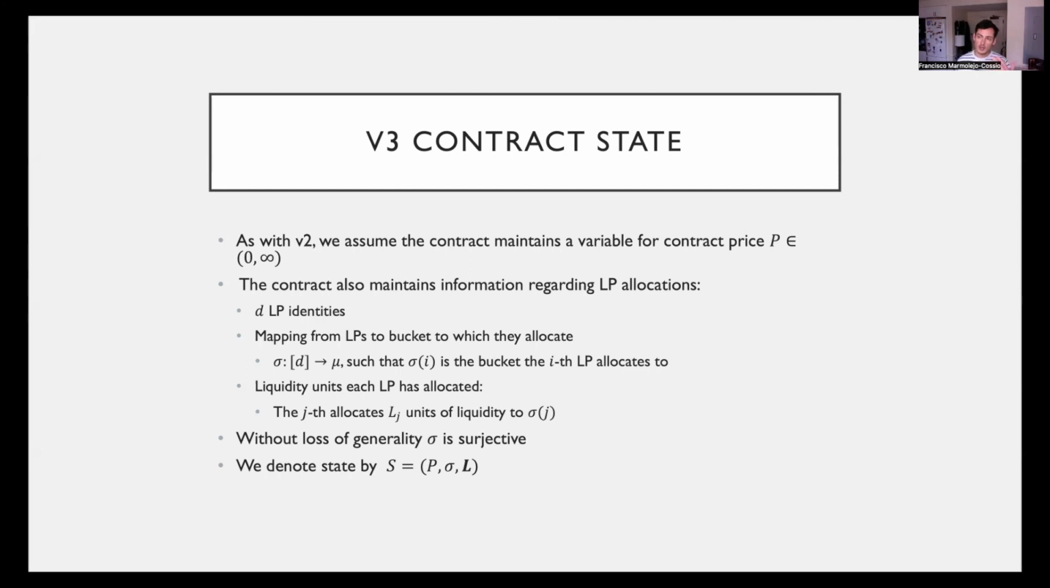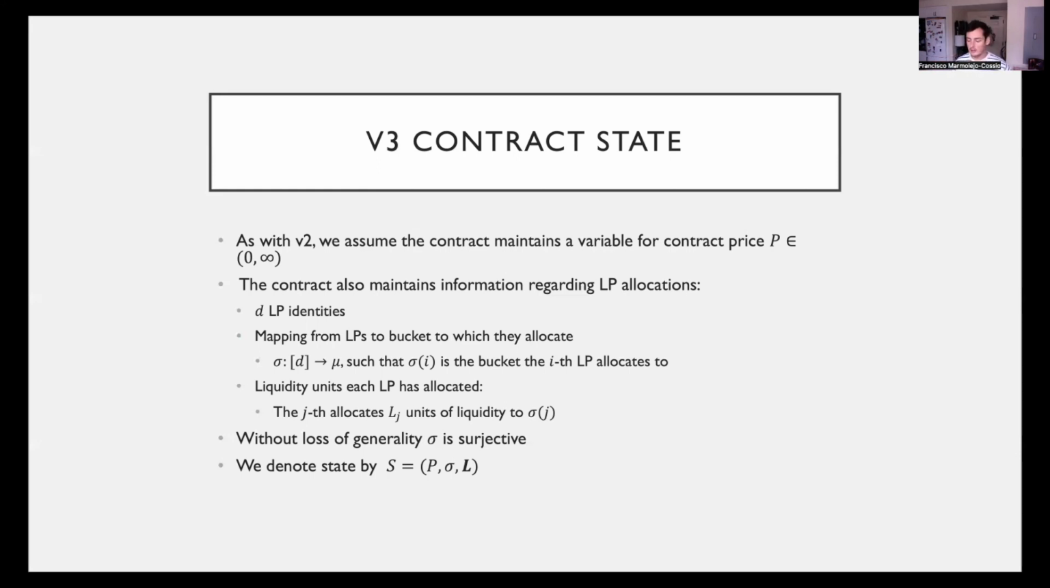And a couple of assumptions that are important: we're going to assume, without loss of generality, that this is a surjective function, and also that a liquidity provider only provides liquidity to a single bucket. So these are actually two assumptions without loss of generality. The first, the surjectivity of the mapping, comes from the fact that when a V3 contract is made, a certain amount of liquidity has to be allocated over the entire price space. So all buckets have at least a little bit of liquidity to begin with.